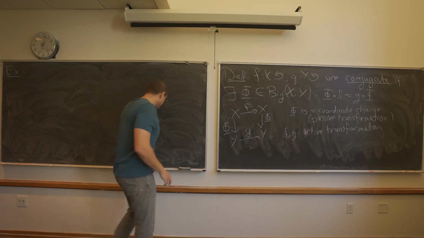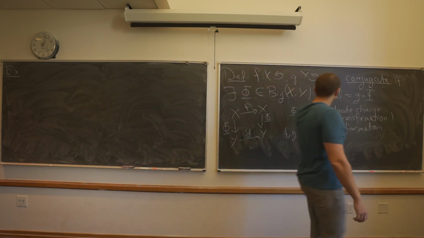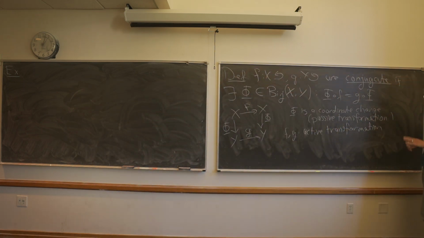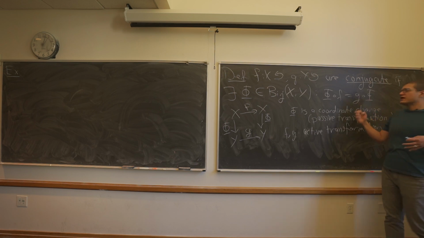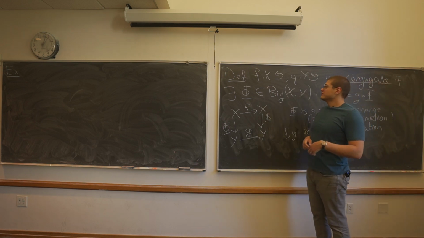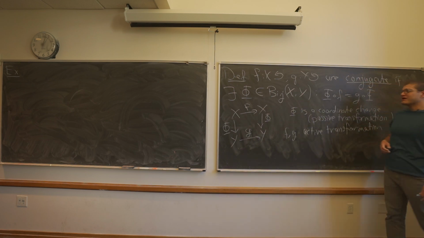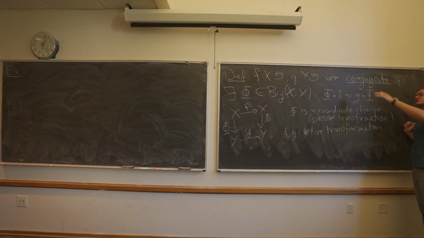Oh, maybe I should add one more definition here. Here I didn't assume that X and Y are metric spaces, or that f and g are continuous and so on. But if X and Y are metric spaces, and phi is a homeomorphism from X to Y, it's called a topological conjugacy.